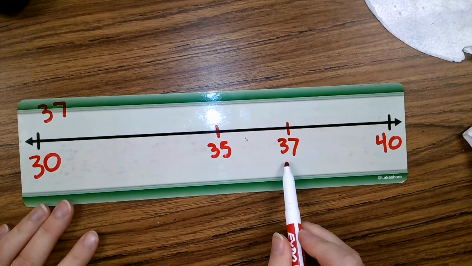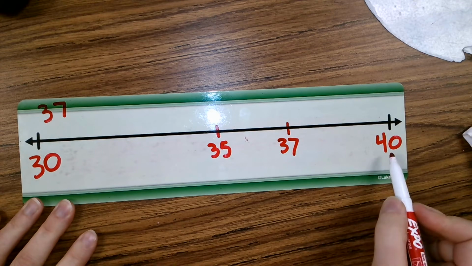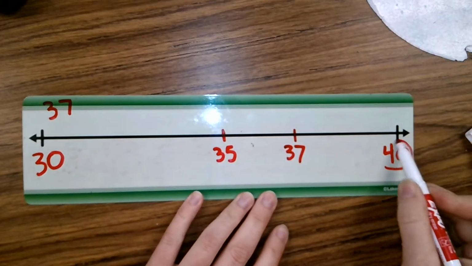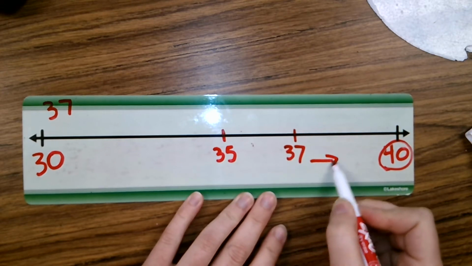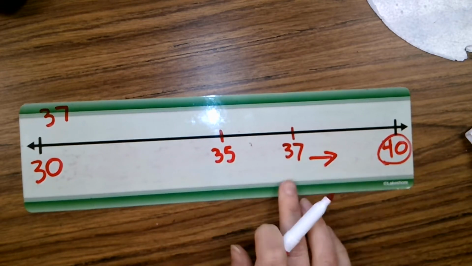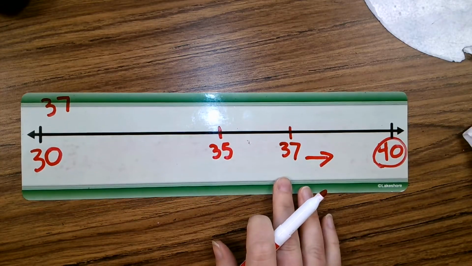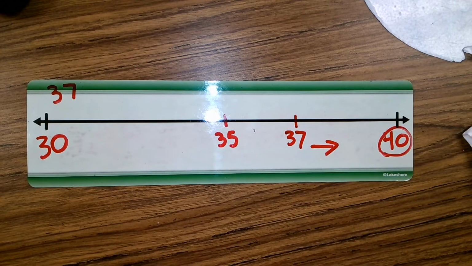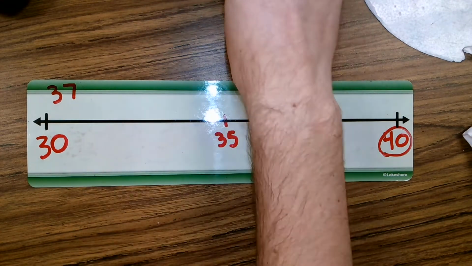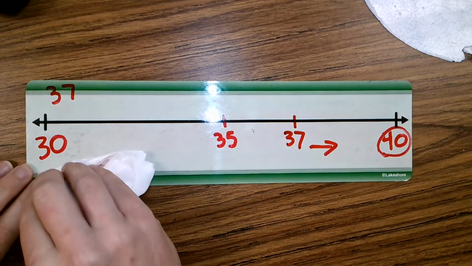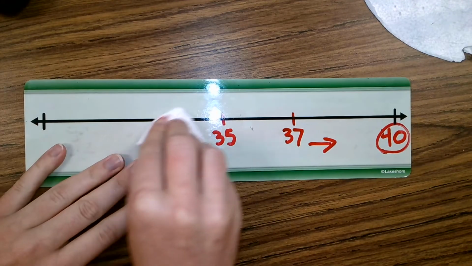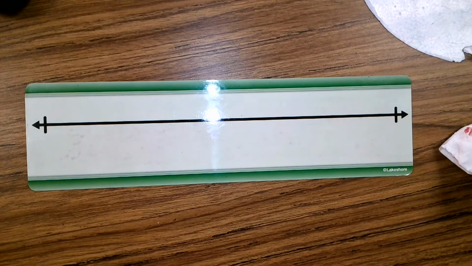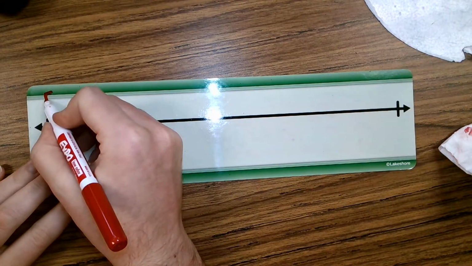So is 37 closer to 30 or 40, looking at your number line? Well, it's closer to 40. So you're going to round 37 up to 40. So 37 rounded to the nearest 10 is going to be 40. Does that make sense? If not, we're going to get into it a little bit more today. So hopefully it'll make more sense today. Okay? So our next one we're going to do is 51.